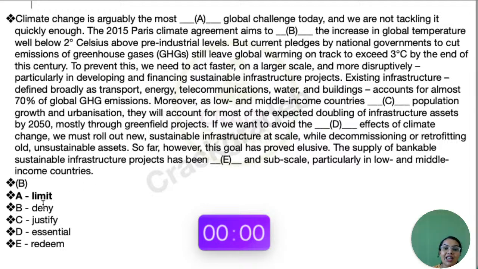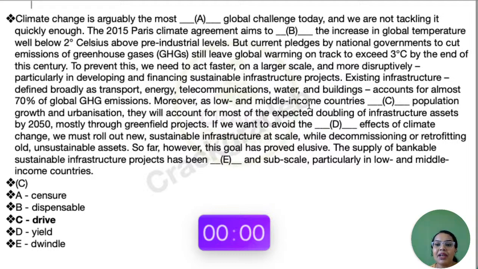So, denying, saying no, and redeeming. Redeem is to save someone from something by paying a price. Okay, so that again is not something which is happening here. Then the story goes on, not going to read for you.